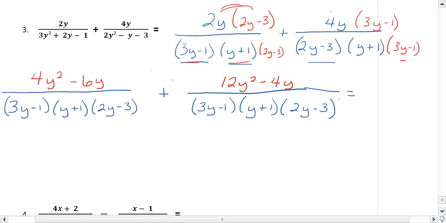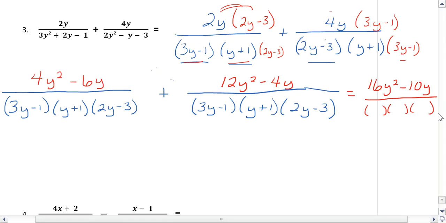And going ahead and adding the numerators, we end up with 16y squared minus 4 and minus 6 is minus 10y. And then just to save myself a little writing here, I'm just going to represent that 3-part denominator with those 3 parentheses.